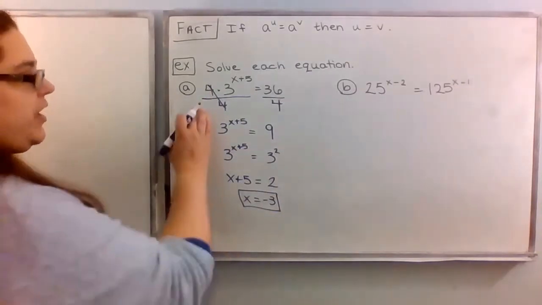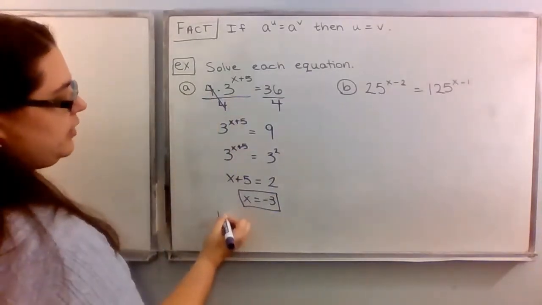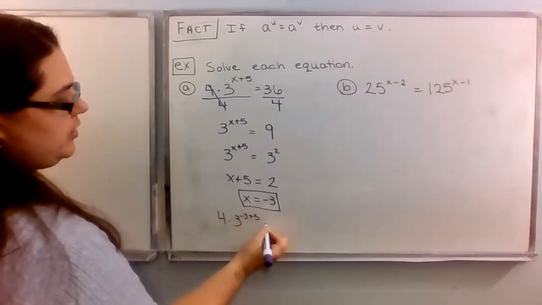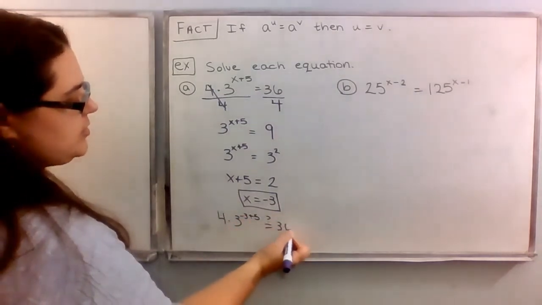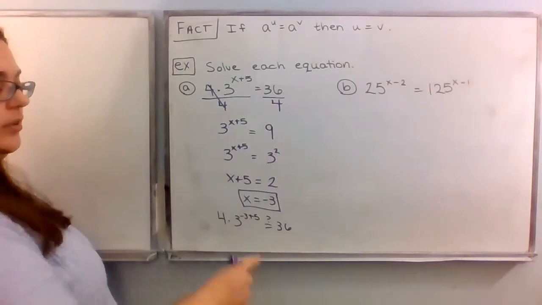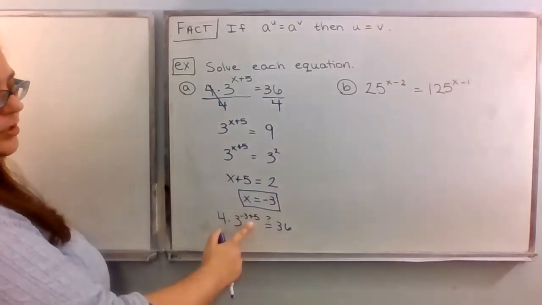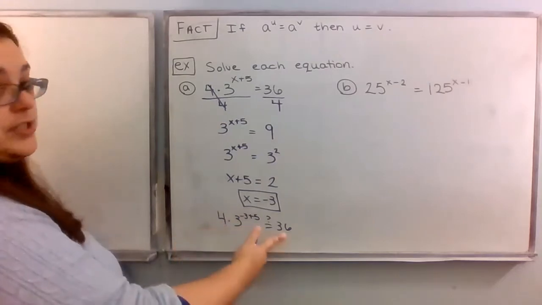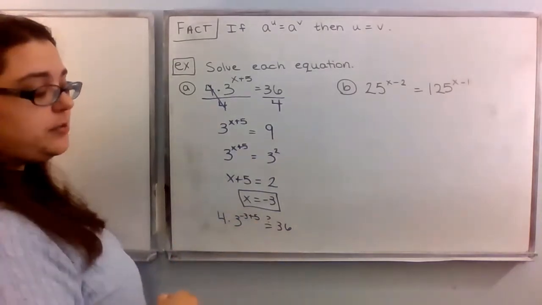If I were to do that, I'd have 4 times 3 to the -3 plus 5. Does that equal 36? Well, 5 minus 3 is 2, 3 squared is 9, and 9 times 4 is indeed 36. So it checks out, our answer works.